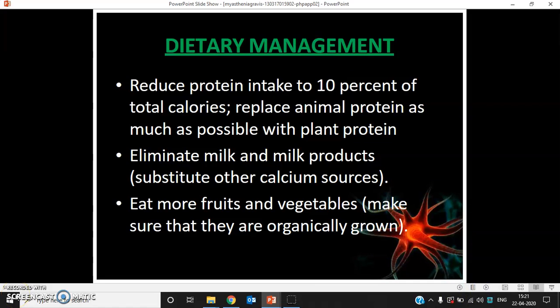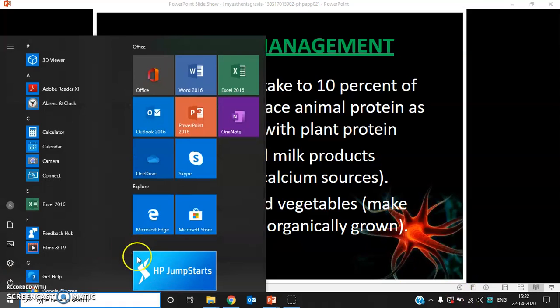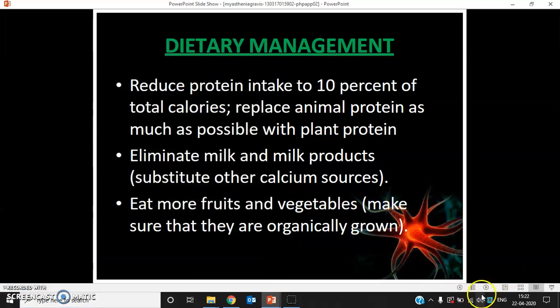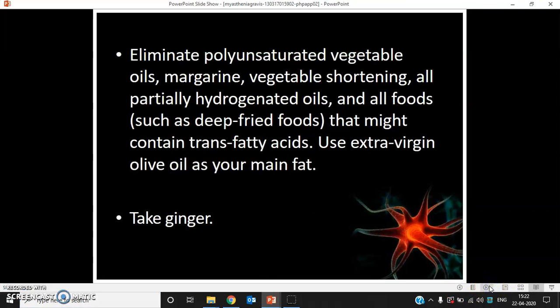Next is dietary management. In dietary management, we have to reduce the protein intake to 10% of the total calories, and replace animal proteins where possible with plant protein. We have to eliminate milk products, because they are a source of calcium as well. Eat more and more fruits and vegetables, and make sure they are originally grown, meaning they should not be purchased from food shops. If it is original, then it will have a good effect.